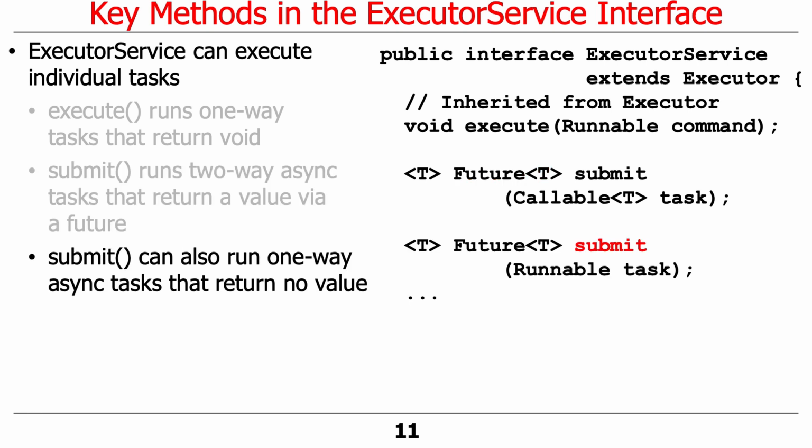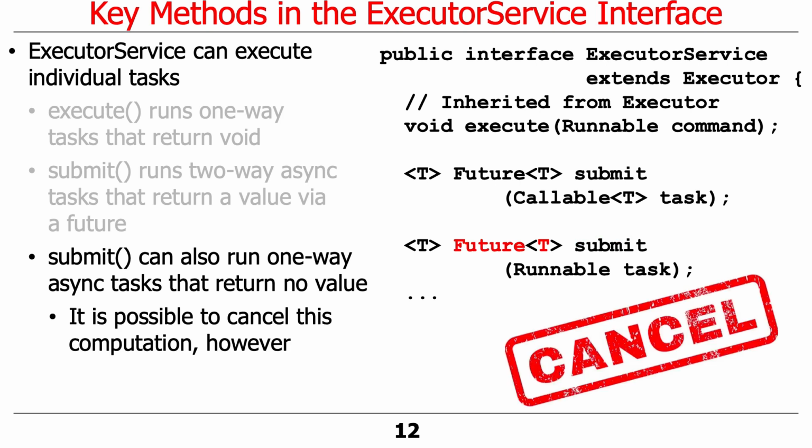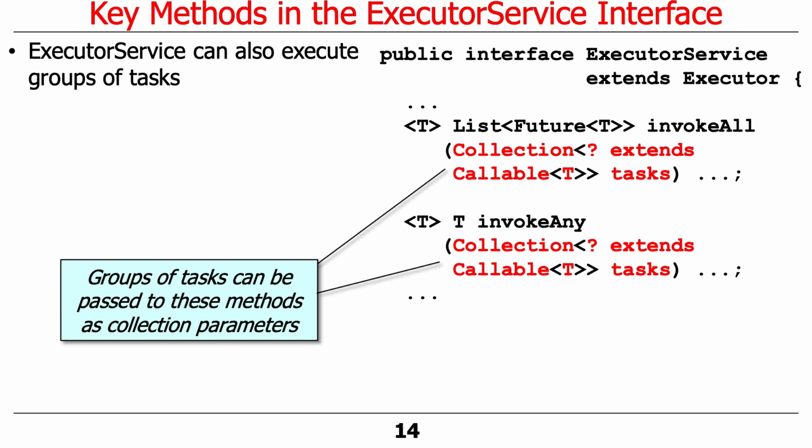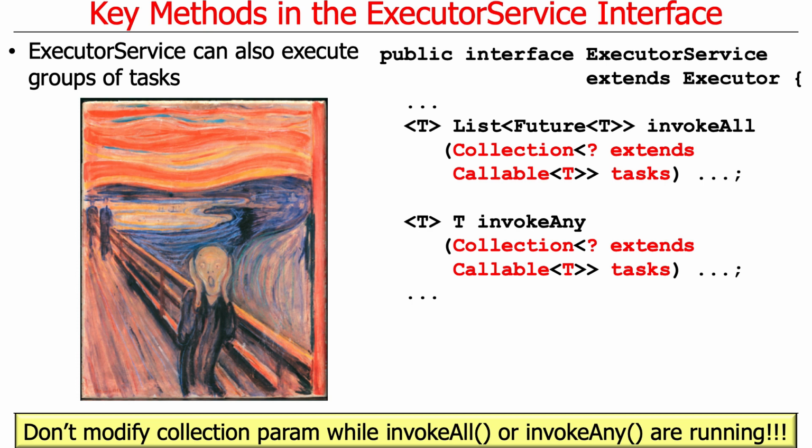You could also submit one-way tasks that don't return any value, and the main reason for doing that is just to cancel them. You're not getting a result back, you're just having the ability to cancel them because you get a future back in return. You can also execute groups of tasks. There are methods called invoke all and invoke any, and you can give them a collection of callables. As the terms suggest, as we'll talk about in a second, these calls will either wait till everything's done running or wait till the first one is done running.